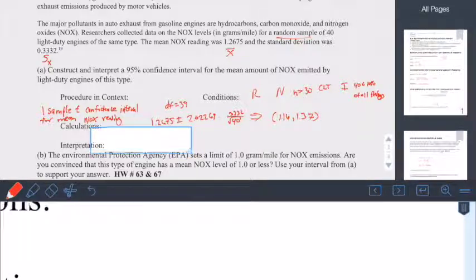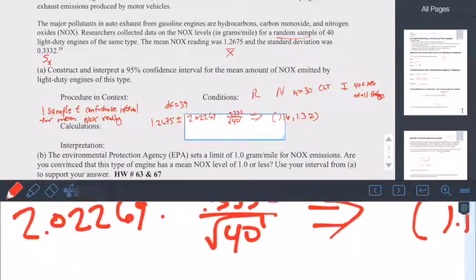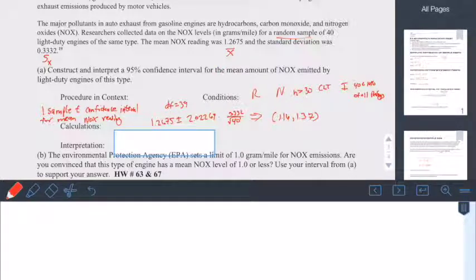And we interpret this. I don't have enough space, so I'm just going to read it for this one. We'll do more in class. We are 95% confident that the interval from 1.16 to 1.37 captures the true mean NOx emission level.